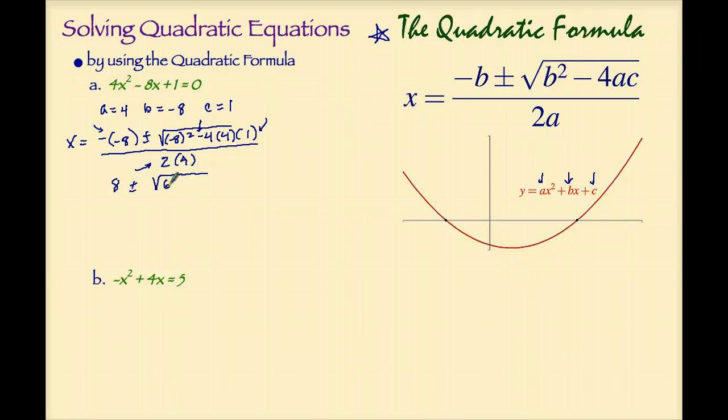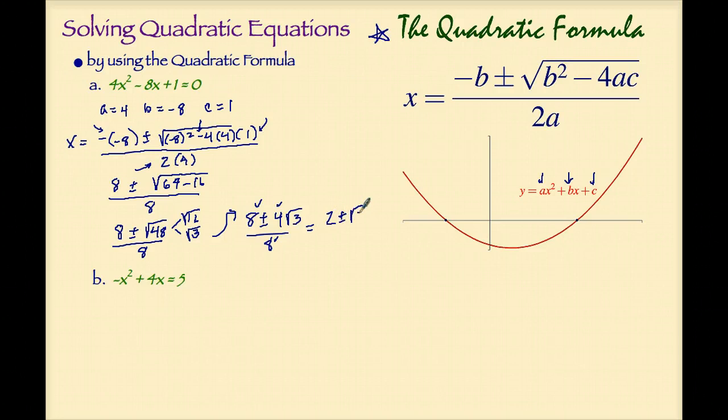So underneath the radical, a positive 64, and since there's only one negative, this will be minus 16, all over 8. Simplifying further, 8 plus or minus the square root of 48 over 8. This breaks down into 16 times 3, square root of 16, square root of 3. Simplifying further gives us 8 plus or minus 4 square root of 3 all over 8. And our final step in simplifying will be to reduce those three outside numbers. 2 plus or minus the square root of 3 over 2 is your solutions.